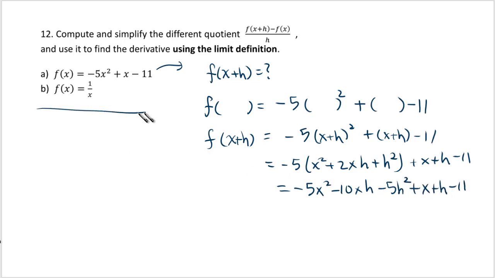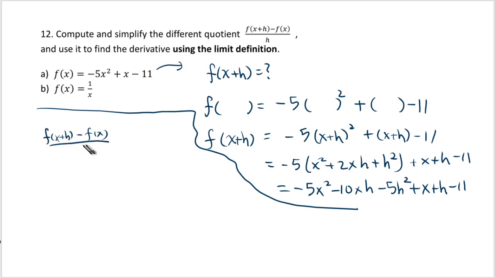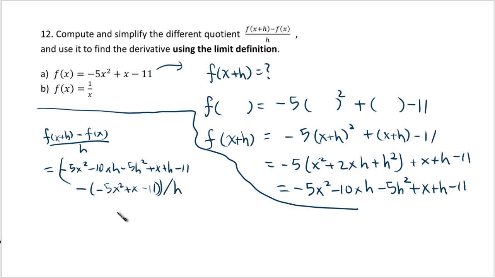Okay, so with this calculated first, and actually that's what I would recommend, first calculate f of x plus h separately, and then try to do this, okay? F of x plus h minus f of x over h would be this horrible thing, negative 5x squared minus 10xh minus 5h squared plus x plus h minus 11 minus f of x, which is negative 5x squared plus x minus 11, and then you're dividing by h, right?